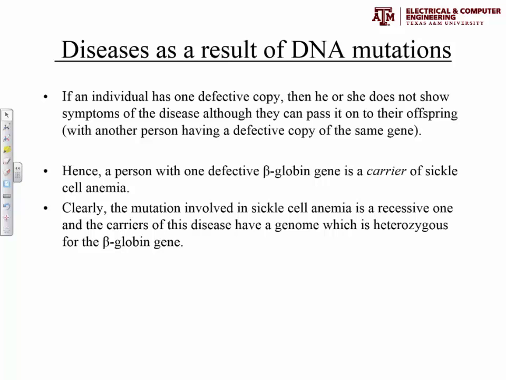Hence a person with 1 defective beta-globin gene is a carrier of sickle cell anemia. And clearly the mutation involved in sickle cell anemia is a recessive one, because both copies have to be mutated before you get the disease. The carriers of this disease have 1 normal beta-globin gene and 1 abnormal one, so they have a genome which is heterozygous for the beta-globin gene. Again, I'm just introducing some terminology. It'll help you when you read papers later.